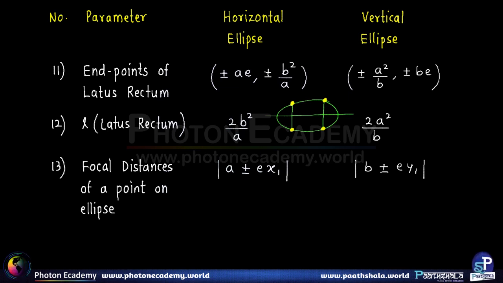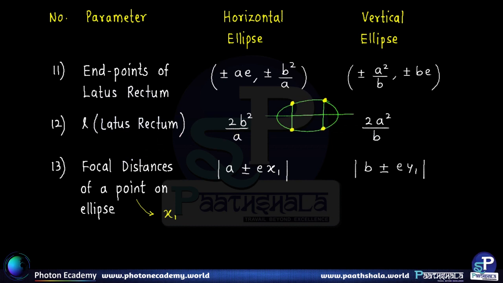And lastly, the focal distances of a point on ellipse, that is for any point, if you consider the point to be x1, y1, so here x1 and y1 are the coordinates of any point on the ellipse, so its distances from both of the foci are given by these expressions. So depending on whether it is horizontal or vertical, the corresponding expressions will have to be used.